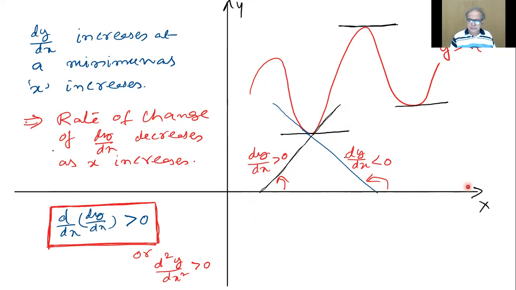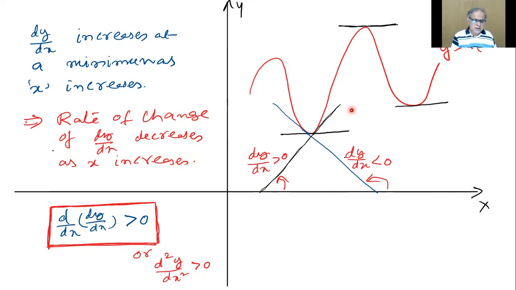Vishnu, look at both the maximum and minimum value, slope is 0, children. But what is the difference? The difference is that at a maximum value, slope will be positive, 0, negative. At a minimum value, slope will be negative, 0, and positive. So that's the difference between maximum and minimum.